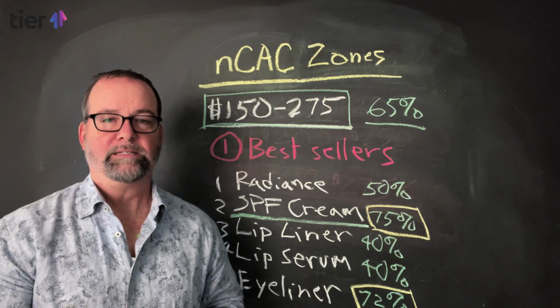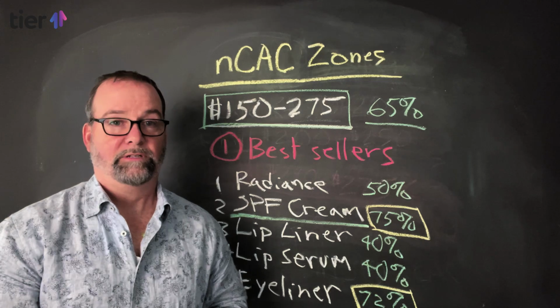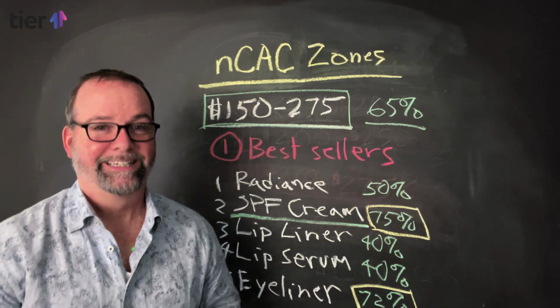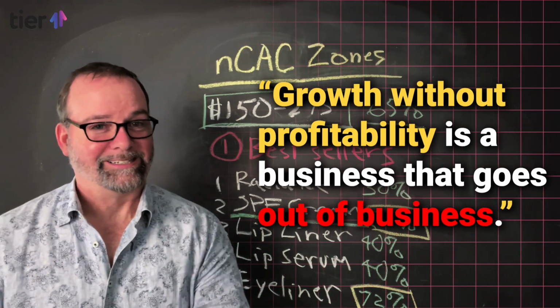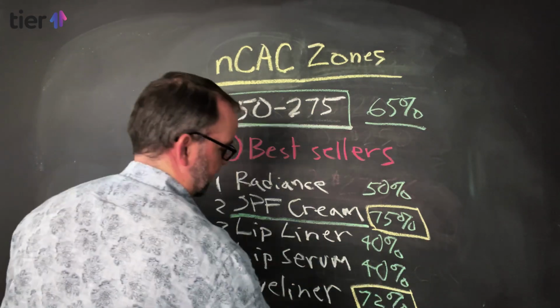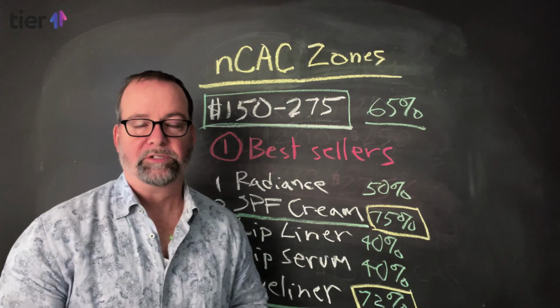You need to know these types of numbers in order for your business to not only grow, but grow and scale profitably. That's the key. Growth without profitability is a business that goes out of business. So it's really important to make sure that you understand these things. So eyeliner, that's another category that is super profitable at a 72% gross profitability.